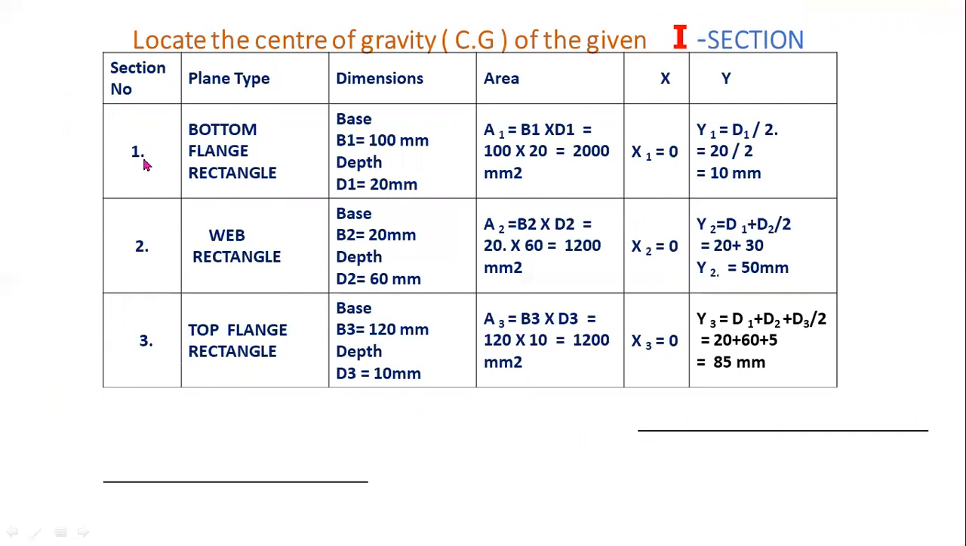Here I consider the bottom rectangle as section 1, the middle web as section 2, and the top flange as section 3. a1, a2, a3 are the individual areas, and these are the individual dimensions. x1, x2, x3 are 0 because the given I section is symmetric about the y axis. y1 equal to d1 by 2 equal to 10 mm, y2 equal to d1 plus d2 by 2 equal to 50 mm, y3 equal to d1 plus d2 plus d3 by 2 equal to 85 mm. These are the distances of the individual centroids from the x axis.